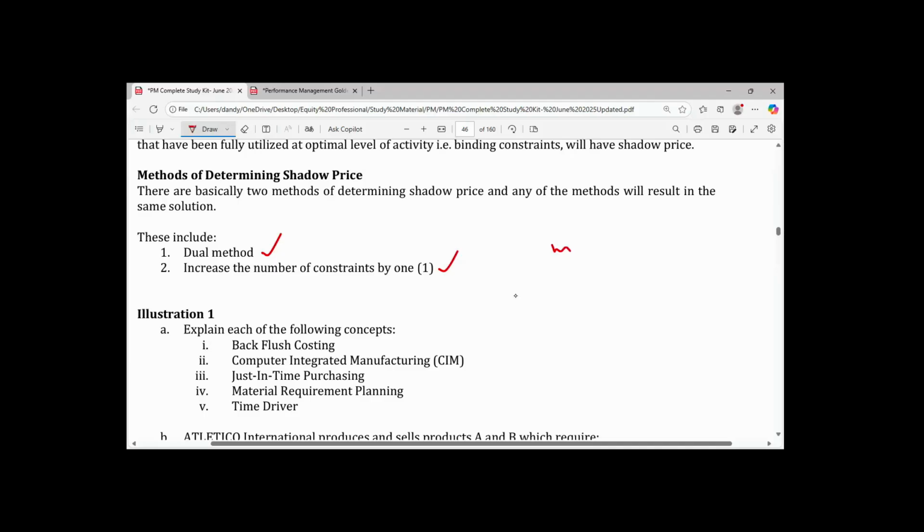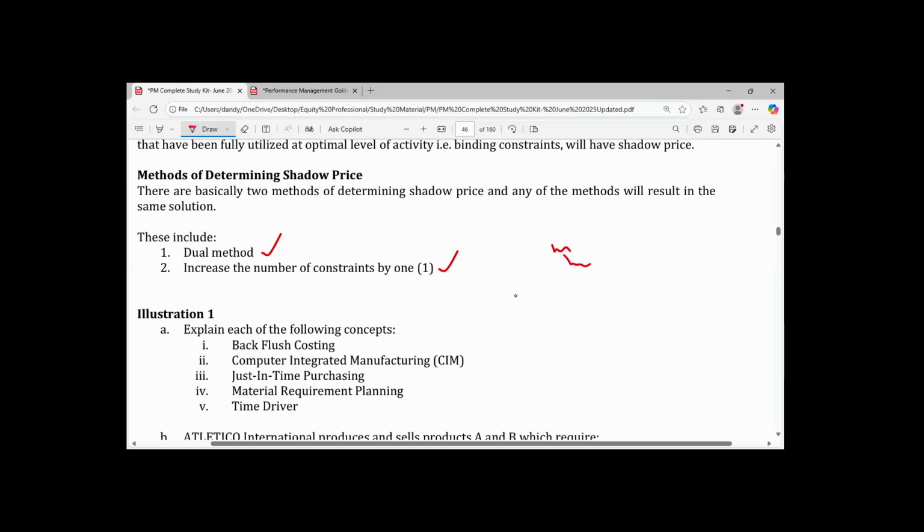Then step 4, you calculate the new contribution margin using the result of the simultaneous equation. That's step 5. You then calculate the shadow price of the first constraint.